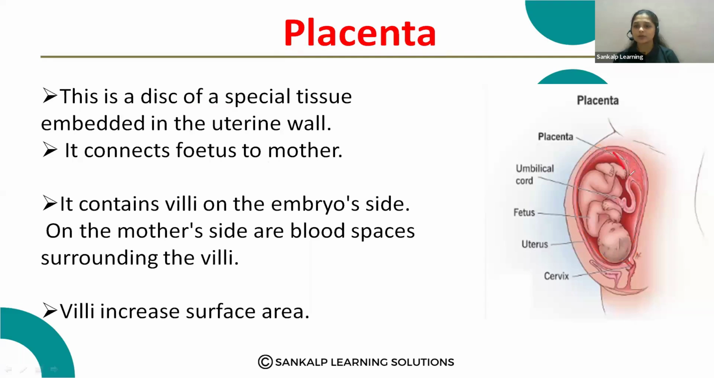So here you can observe the disc shape tissue structure that is present in the uterine wall, that is called a placenta. Very important, placenta, and it connects the fetus to the mother.